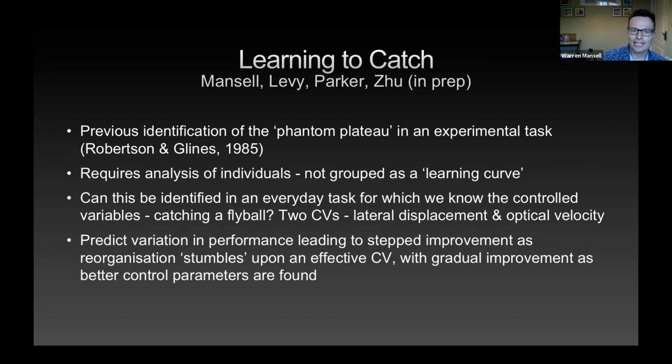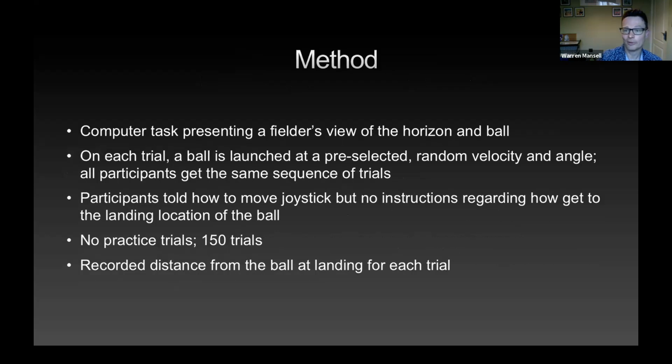So our question was, can we identify this in a task for which we know the controlled variable through Rick's research, catching a fly ball? And so our plan was to look for that stepped improvement as people do this task from a naive base point.